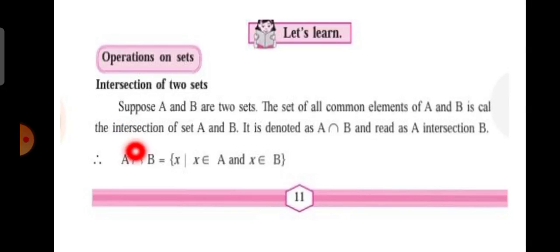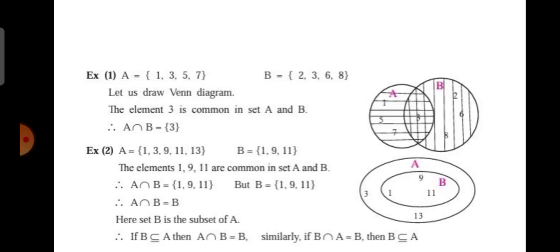A intersection B is a set of X such that X belongs to set A and also X belongs to set B. Means all the elements which belong to both set A and set B. For example, set A consists of elements 1, 3, 5, 7. Set B consists of elements 2, 3, 6, 8. Here in both the sets, 3 is the common element.